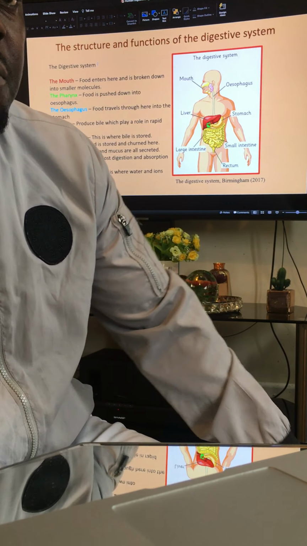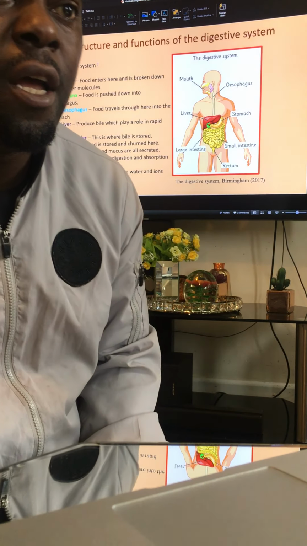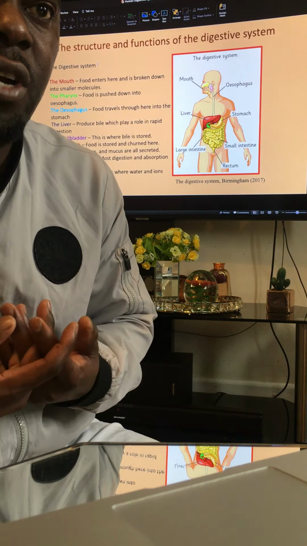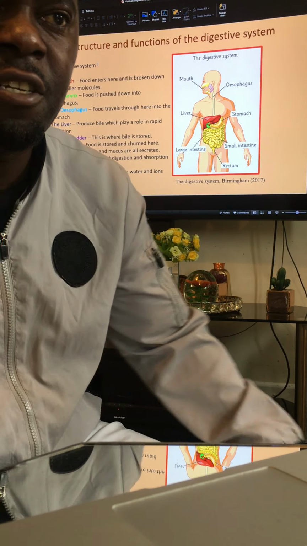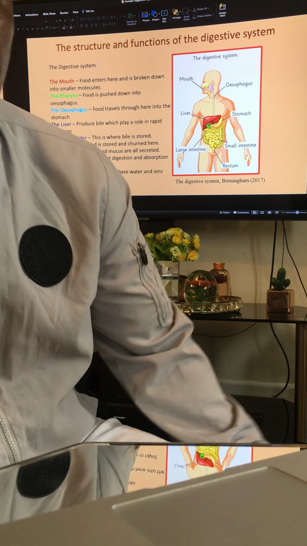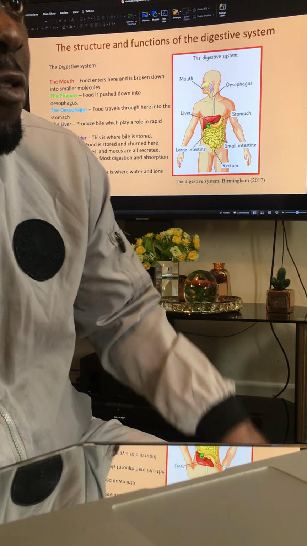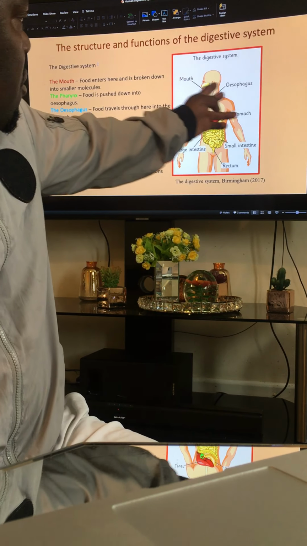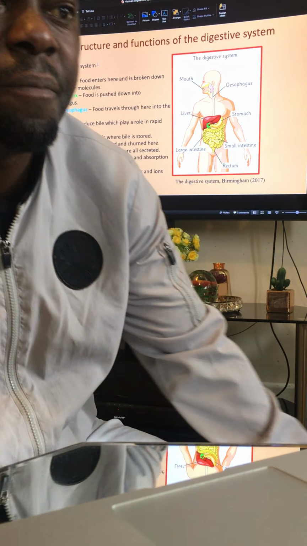The digestive system starts from the mouth and ends in the anus. The whole process happens in the digestive tract, which is about 9 meters in length. The digestive tract is also known as the alimentary canal or GI tract. It consists of compartments: the mouth, esophagus, liver, stomach, small intestine, and the large intestine.